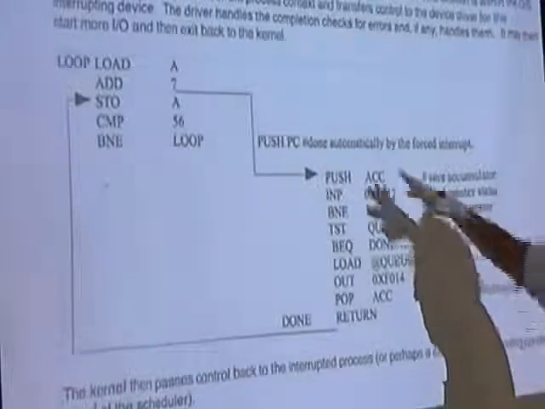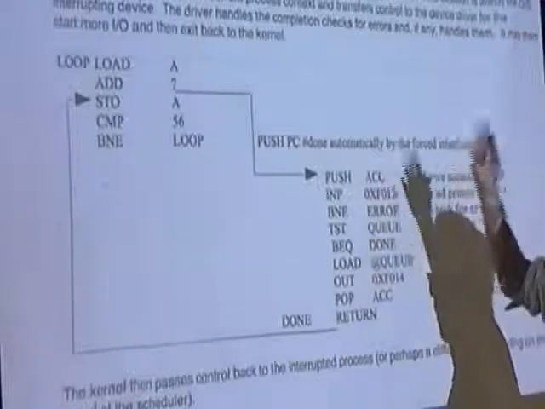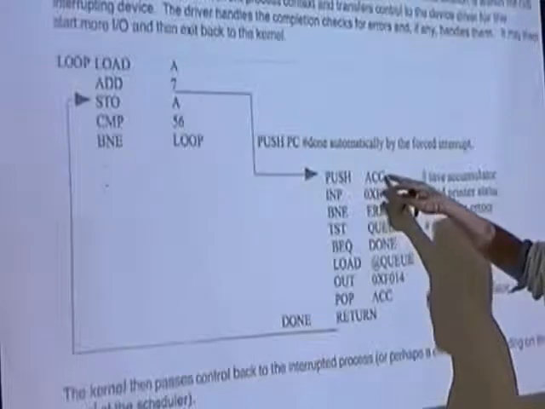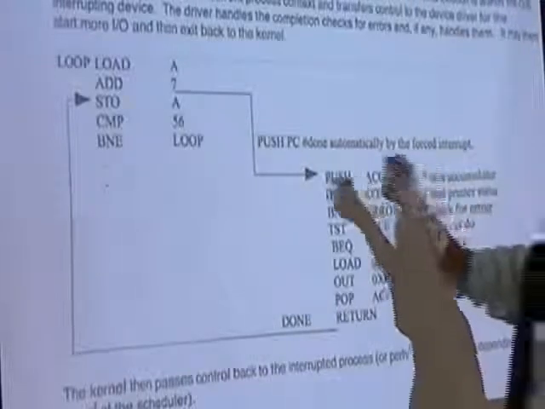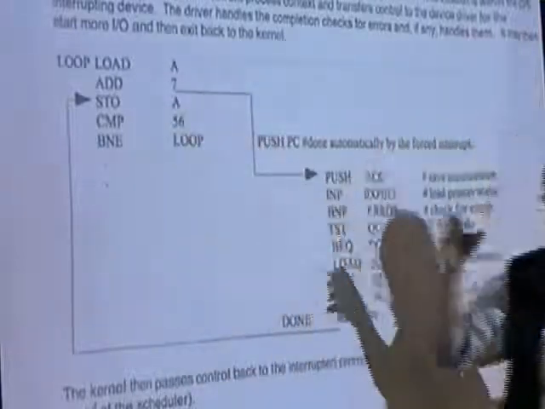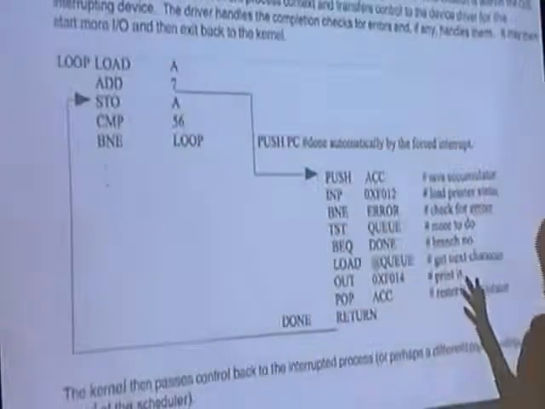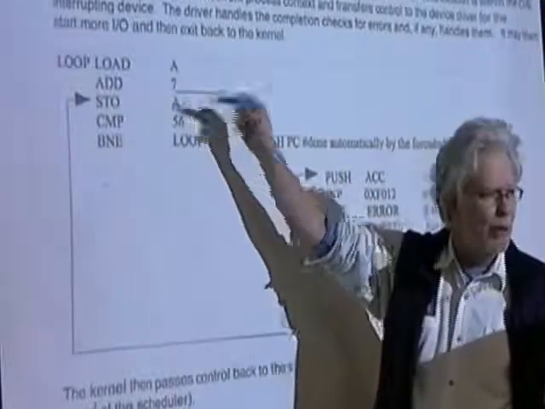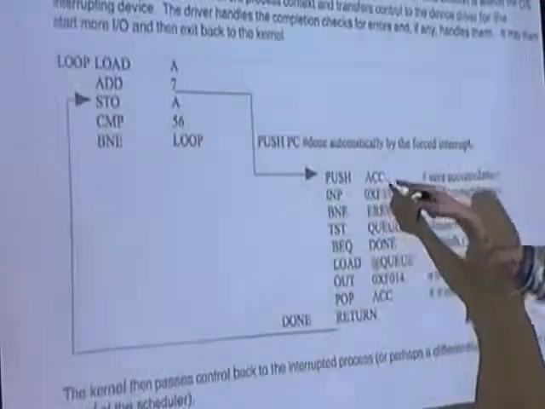So in this case, here's code in a device driver. I push the accumulator, because why do I push the accumulator? Because when I say load A, add 7, it's storing that stuff in a register called the accumulator. Very simple machine here. So this number is going to be, say, 14 at this point. I need to keep that. So I'm going to say push the accumulator.